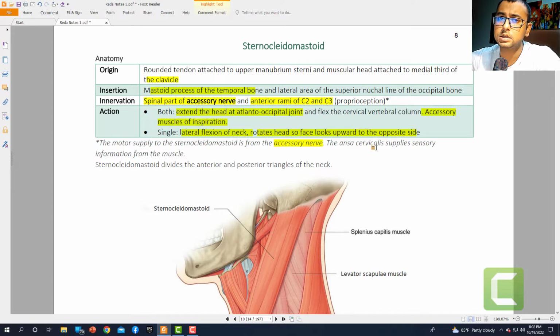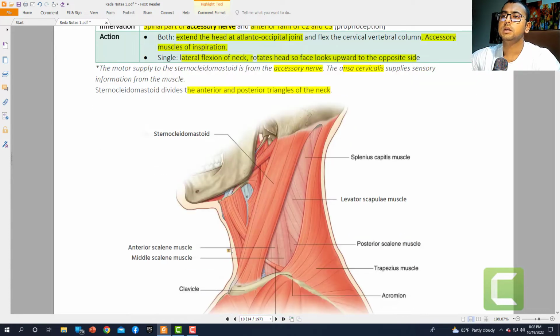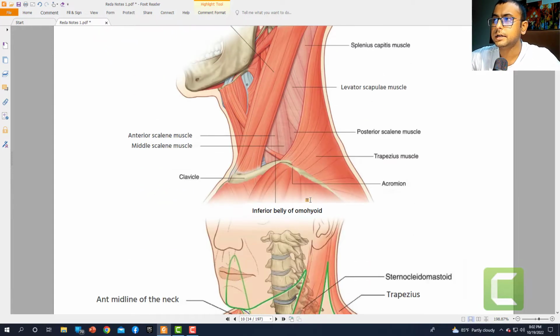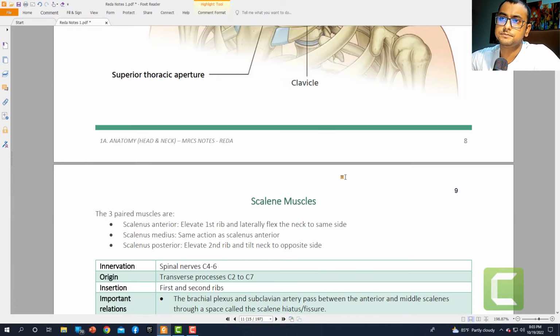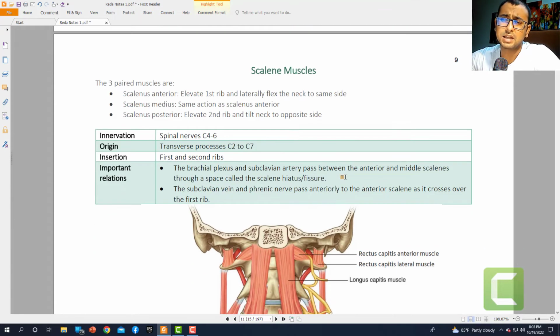The sensory portion is supplied by the ansa cervicalis. The sternocleidomastoid divides the anterior and posterior triangles of the neck. You can see this is the anterior triangle and this is the posterior triangle, so the muscle divides these two triangles. Now the scalene muscles.